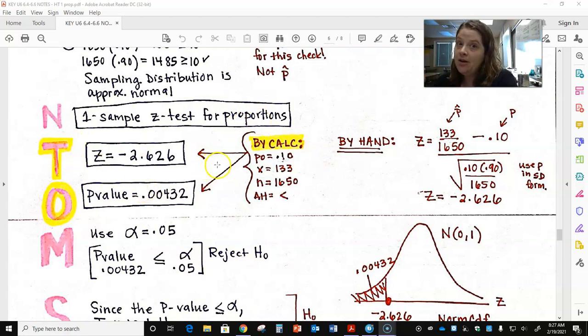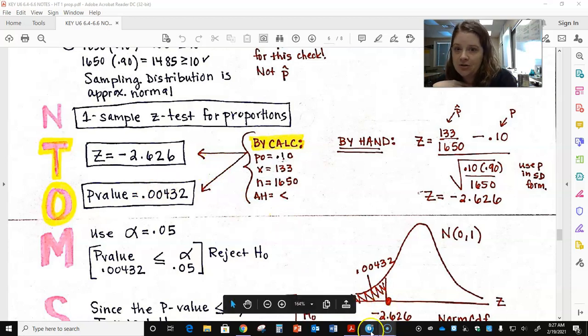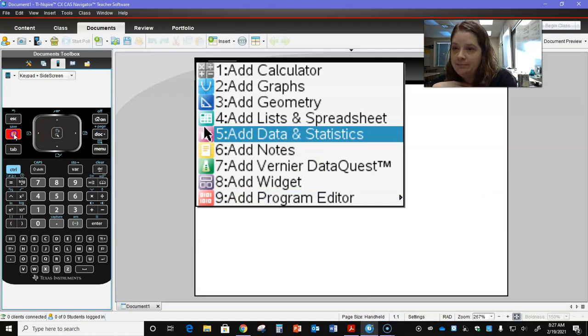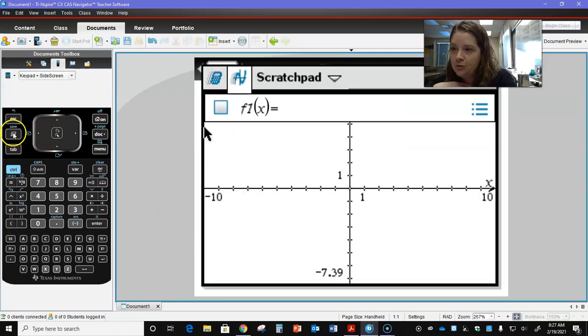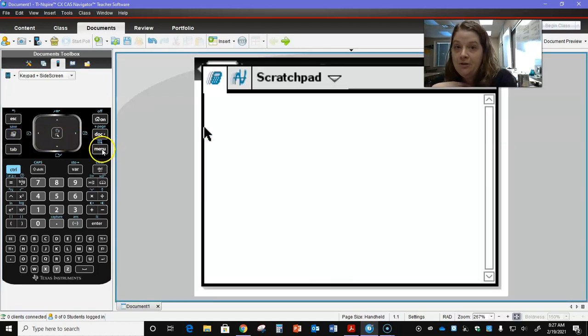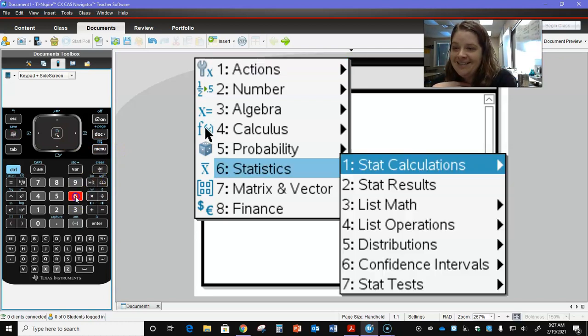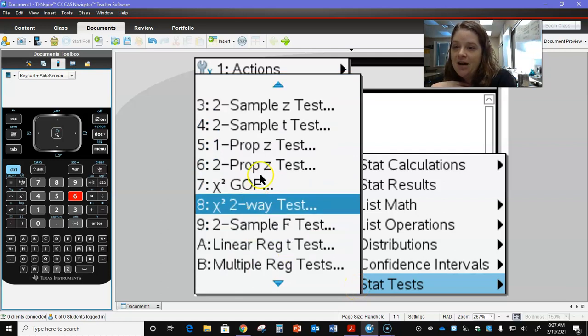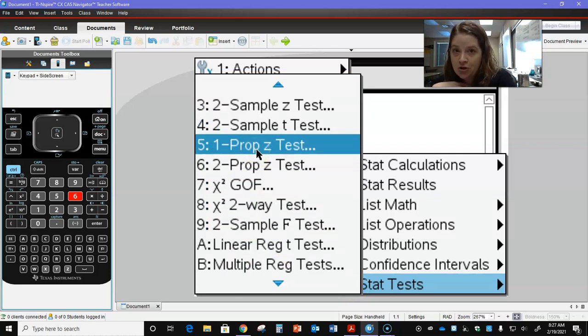Now I'm going to go ahead and run this on my TI Inspire. Here's how it works. I'm going to pick up my TI Inspire here and go to a plain old ordinary scratch pad. Then I'm going to go menu, statistics, and the one I want is number 7, stat tests. Then I want to run a one proportion z test, a one sample z test for proportion.